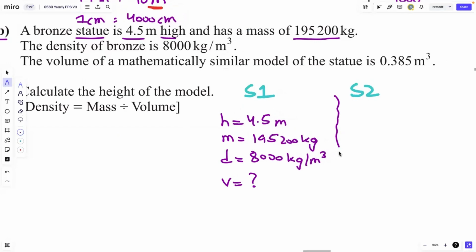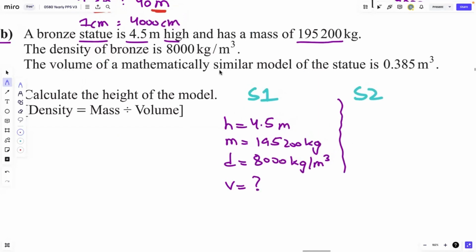However, for statue 2, the volume of a mathematically similar. Now, what's similar? Exactly the same, however, can just differ in size. Can be bigger or smaller. We do not know that. It's a similar model of the statue, and height, mass, density, none of that is given. The volume is actually given as 0.385 meter cube. For statue 2, you do know the volume, but for statue 1, you do not.